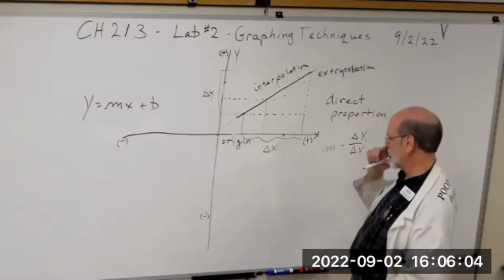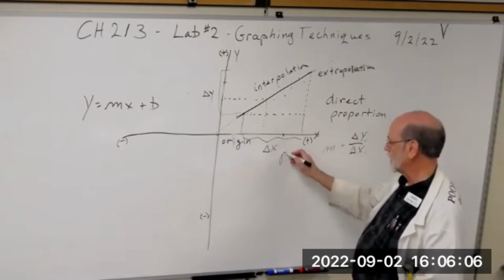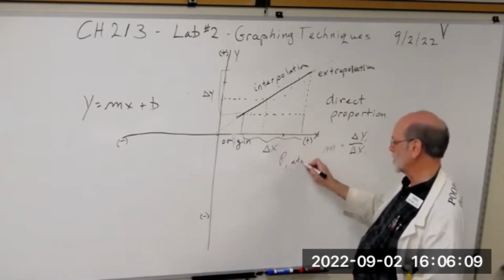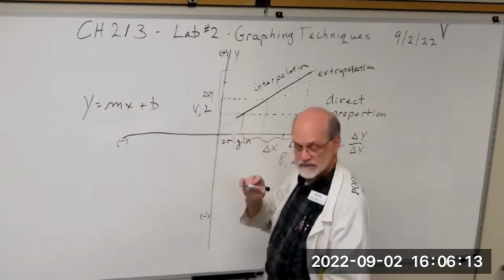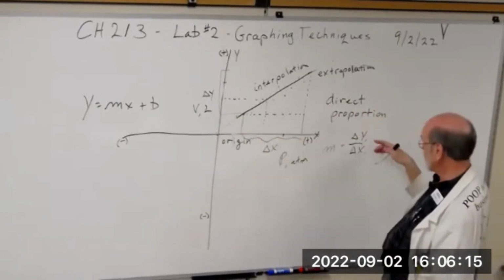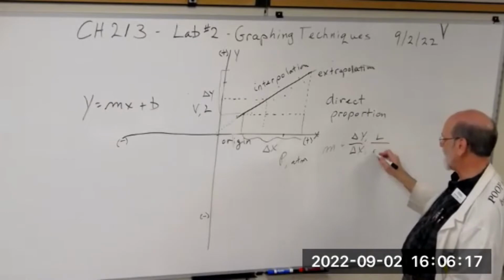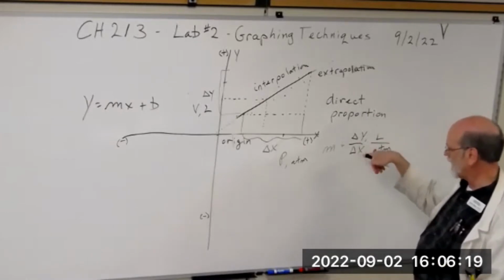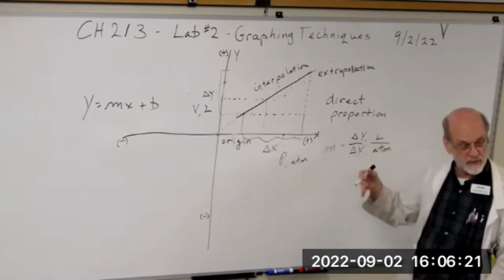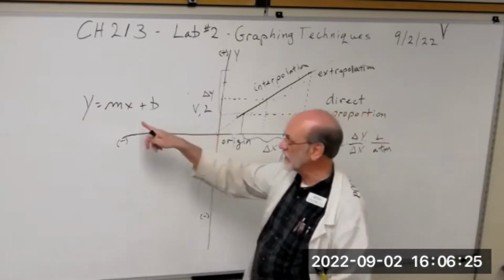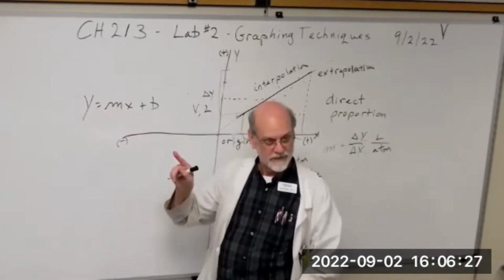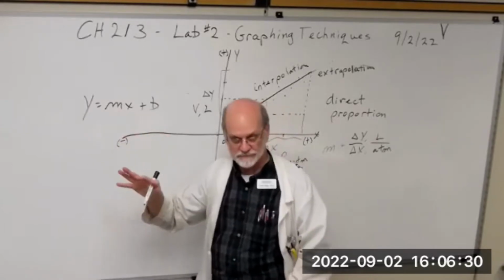So say, let's go back to pressure. If the pressure was in atmospheres and the volume was in liters, then it would be liters on the top divided by atmospheres. So whatever value you got here would have units of liters per atmosphere. Right? And that would go right in here. So now we have a value for slope.